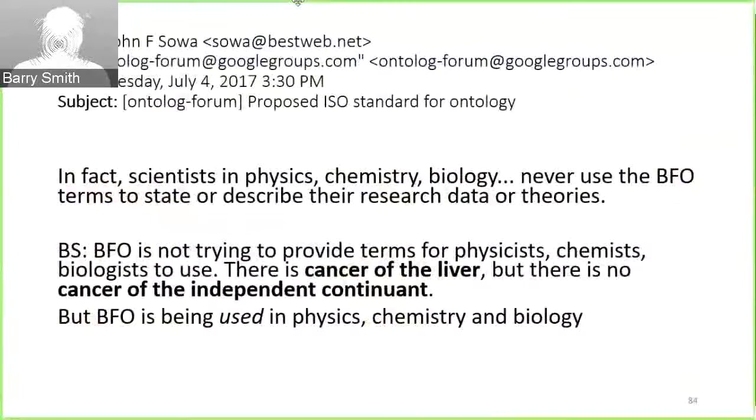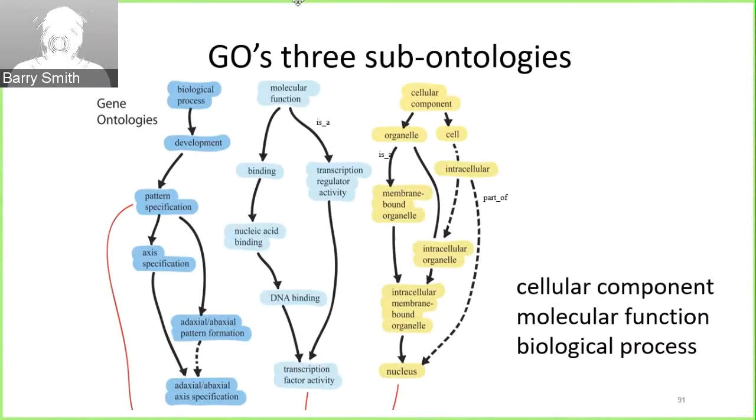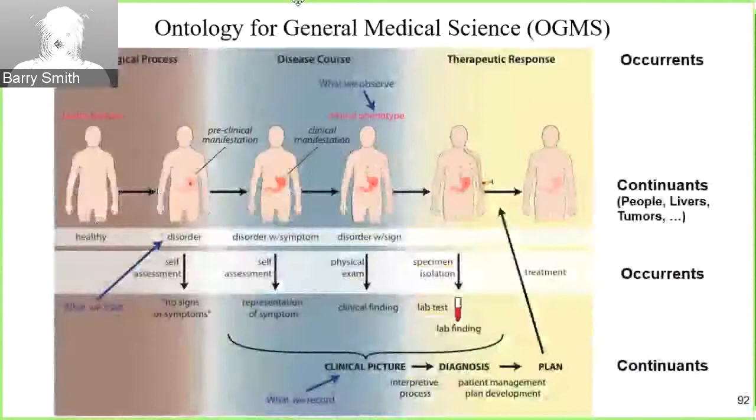Now, biologists, chemists use BFO. You can go to this video and see the leading editor of the ChEBI chemistry ontology explaining how important BFO was for the development of ChEBI. Okay. GO's three sub-ontologies tell you already, two of them are continuant ontologies, that for biology, continuants are indispensable if you're going to do science. And the same holds if you're going to do medical science. So there are occurrents here, but there are also continuants, such as people and tumors and so forth. And I'm not going to go any further.